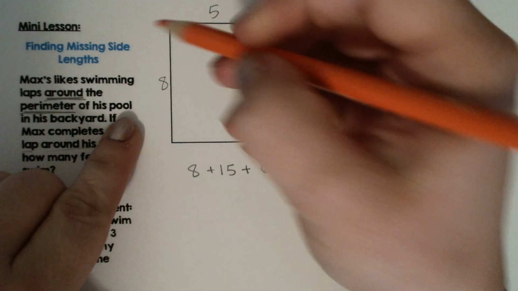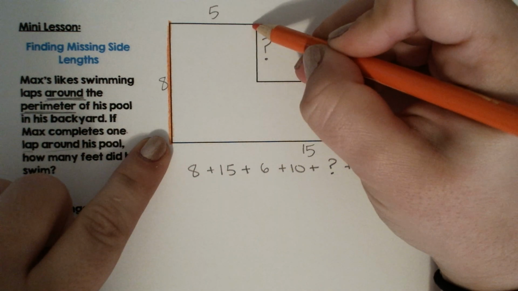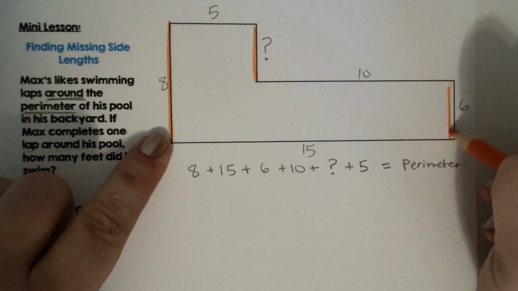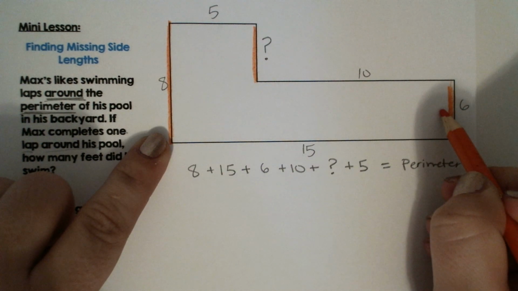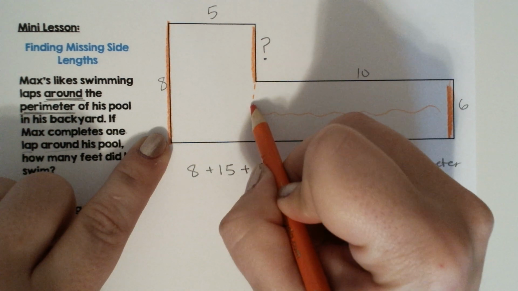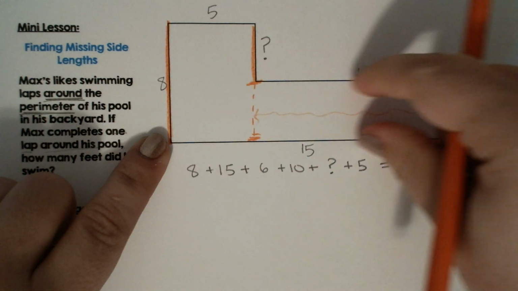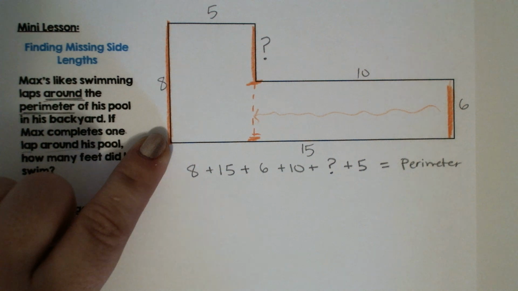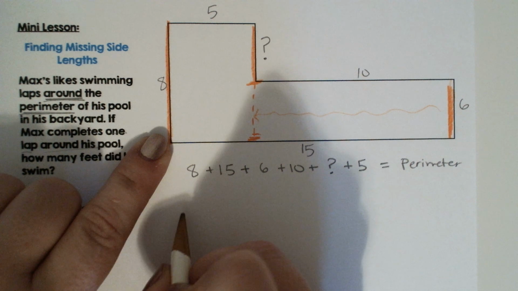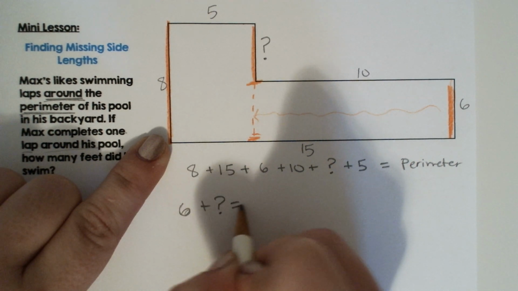Well, I can use my knowledge of geometry to help me. I know that this side length will be equal to the sum of my missing side length and 6. Imagine if I slide this side over and put it right here. The side length does not change. I just slid it over. So 6 plus my missing side length should give me 8. Let me write that as a math equation. 6 plus my missing side length will be 8.